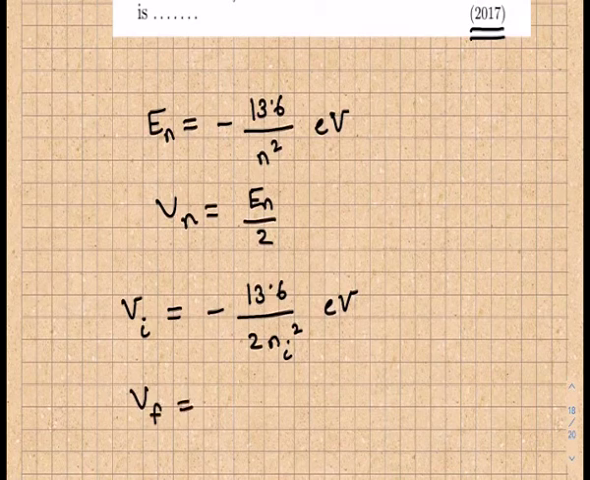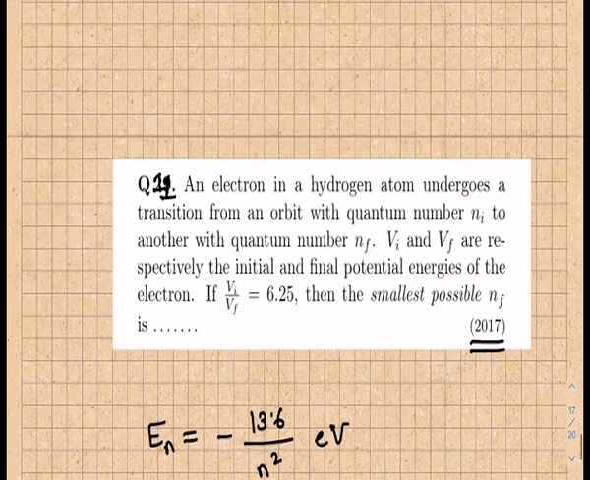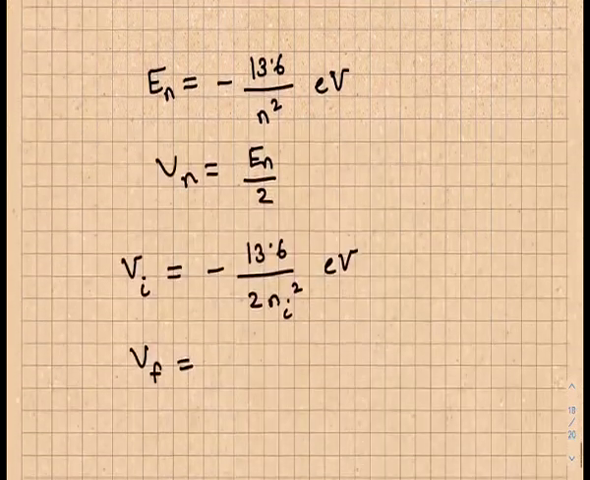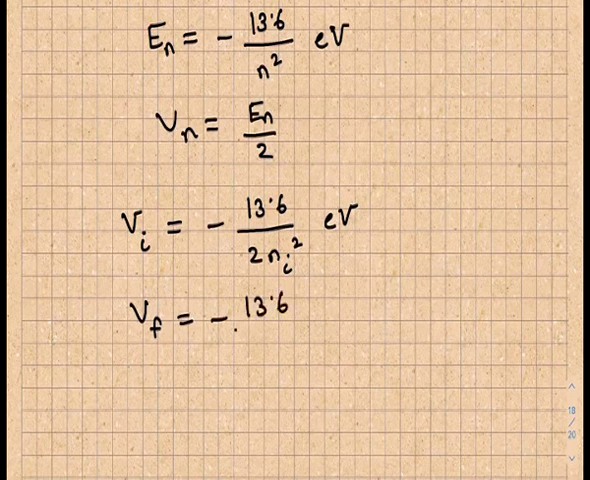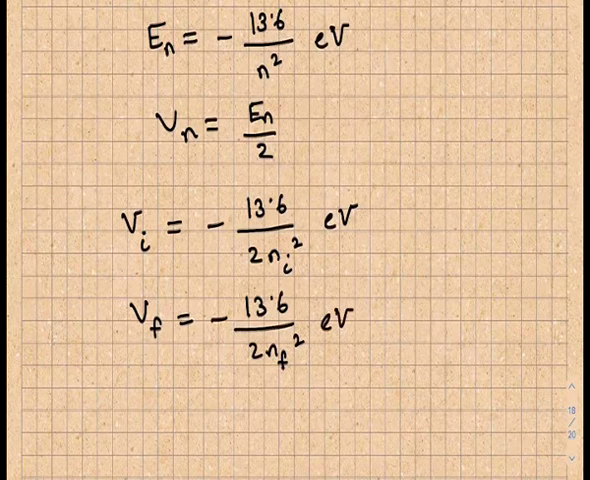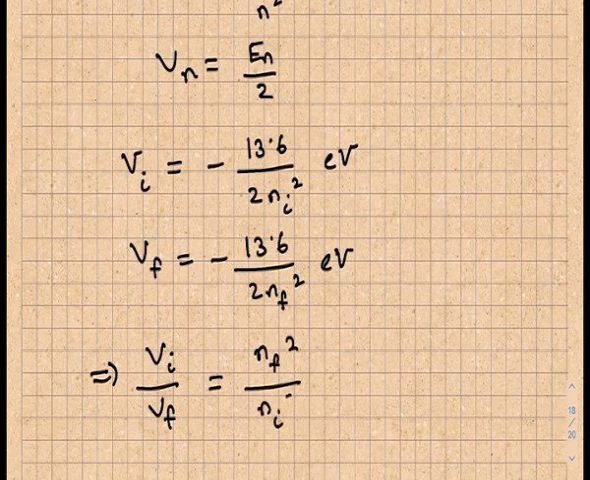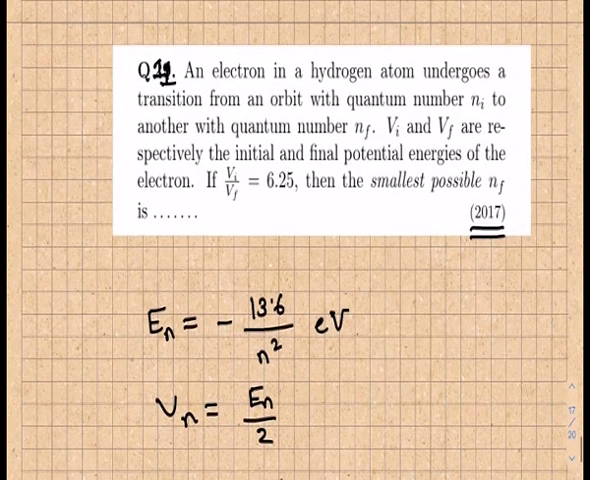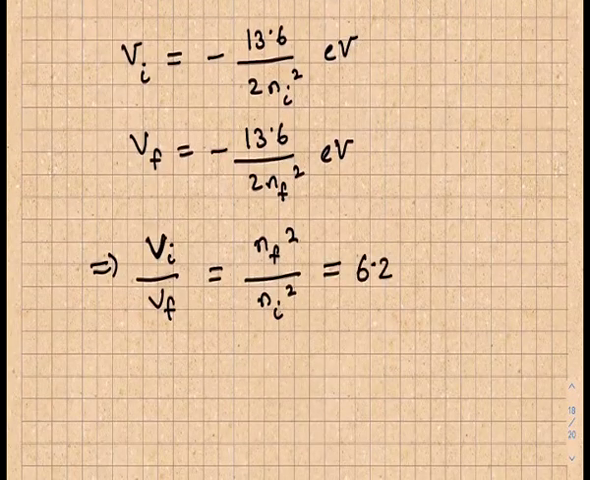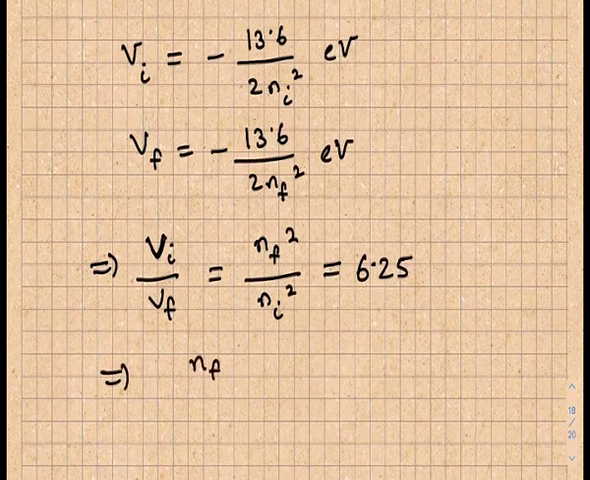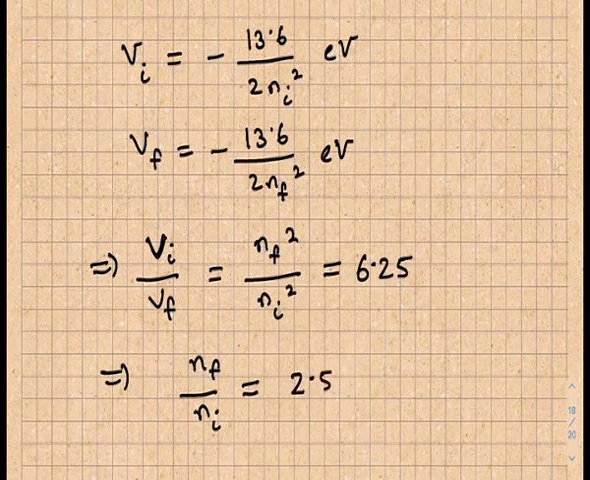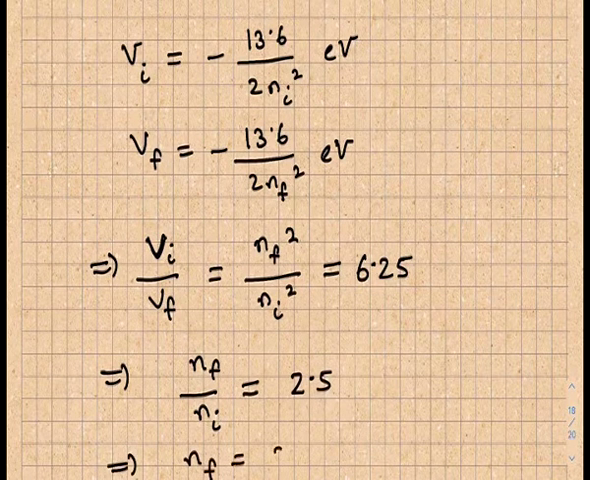And similarly for the state with quantum number nf, you have Vf is equal to minus 13.6 by twice nf square electron volt. Now, if I take the ratio, this implies that Vi by Vf is equal to nf square divided by ni square. And in fact, the ratio of Vi by Vf is given to be 6.25. So from here I can immediately write that nf by ni is equal to 2.5, or I conclude that nf is equal to 2.5 into ni.